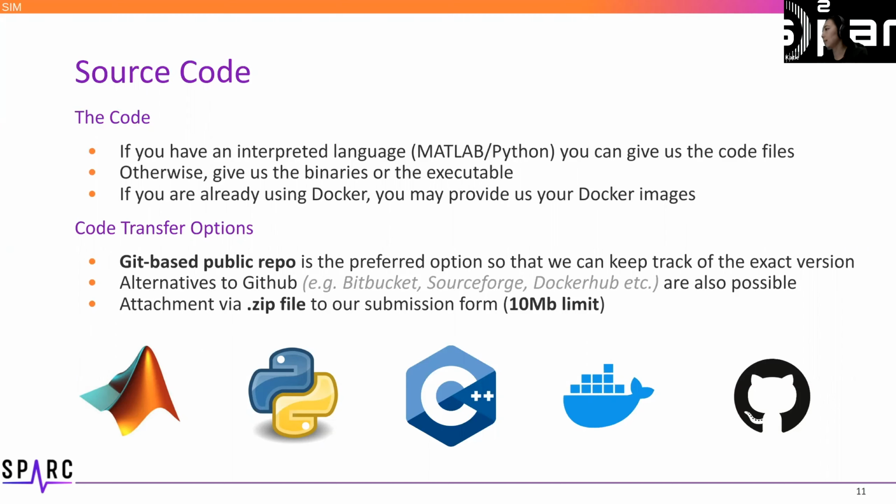To actually send us the code, what we generally prefer is a version repository. And this way we can keep track of what version of the code we have. And that way, if you update your code, we can make a new version on our side for it as well. The repository can be in GitHub because that's the most popular repository platform that there is, but we also accept other ones such as Bitbucket or SourceForge.